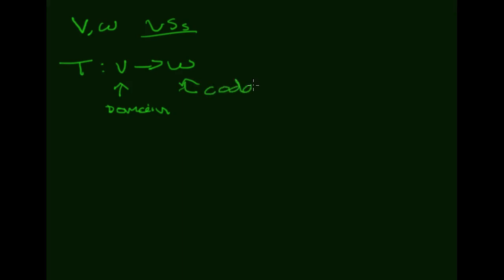Okay, so a linear transformation is a mapping. We're going to have two vector spaces, W and V, and we're going to let T be some mapping from V to W. So this is what we call the domain. This is what we're going to call the codomain.